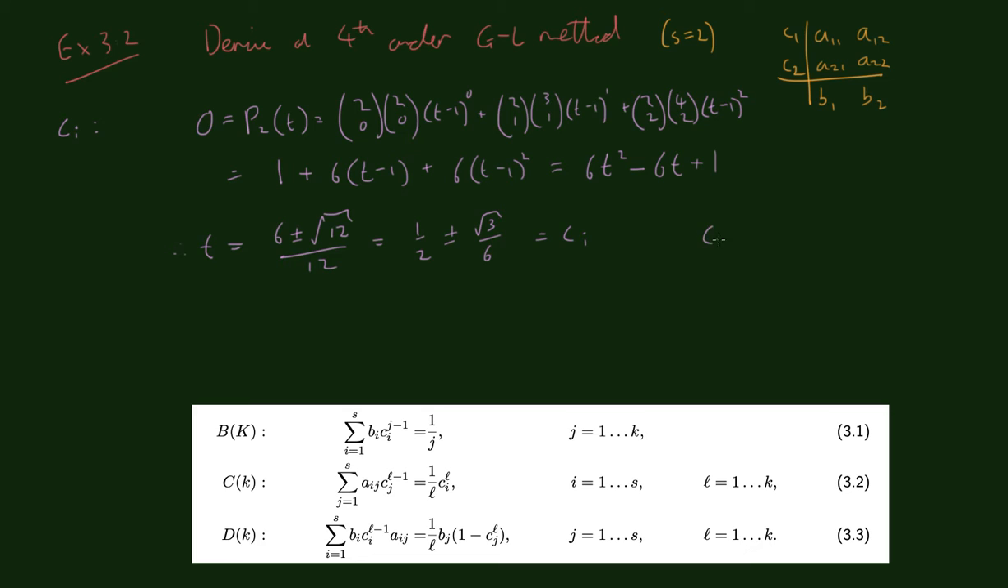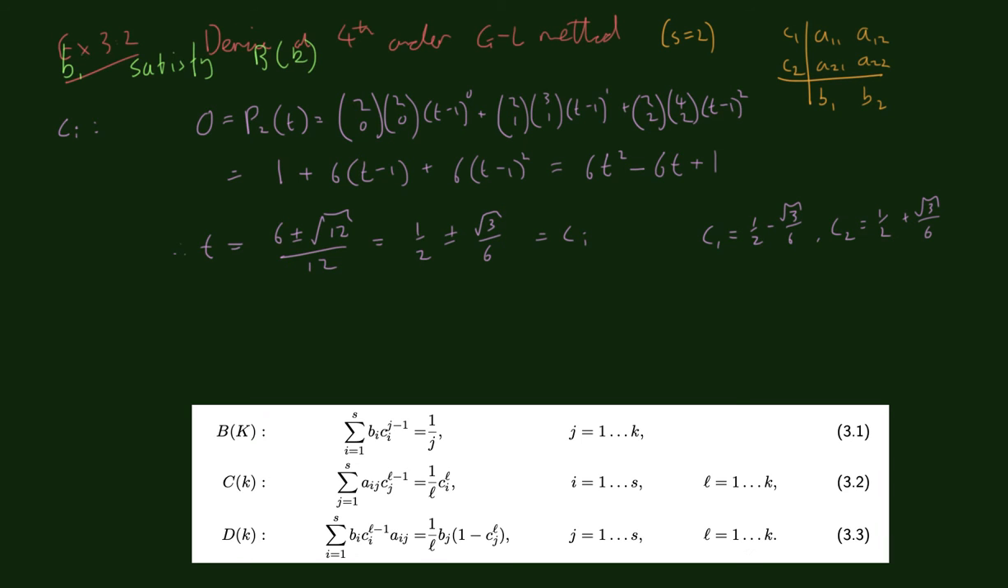Okay, so for example, c1 is 1/2 minus root 3 over 6, and c2 is equal to 1/2 plus root 3 over 6. Okay, so we've got our c values. We've got c1 and c2. Our b values satisfy the bk condition. Now, in our case, k is 4, but we only need 2 stages. We only need to solve for b1 and b2. So even though it satisfies up to k is 4, we actually only need to go up to k is 2. Okay, so I'll just explain a bit more about that.